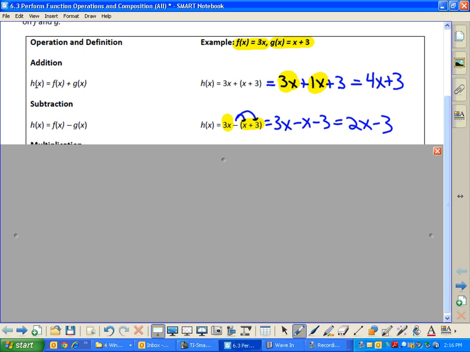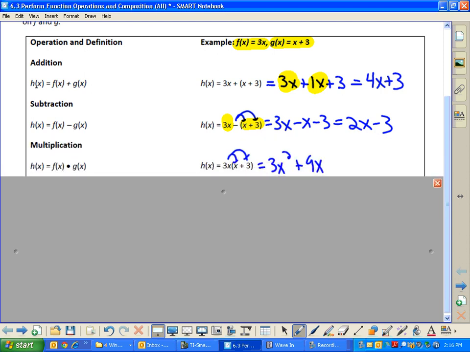And then multiplication. Sometimes we FOIL, sometimes we use the distributive property, but here if we were asked to multiply f of x and g of x, that's just as simple as doing, in this case, 3x times the quantity of x plus 3, and that's our distributive property there. You'll see that we distributed the 3x to the x and the 3x to the 3, so we get 3x squared plus 9x.